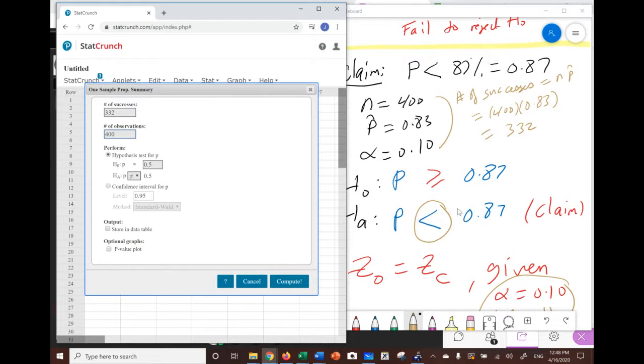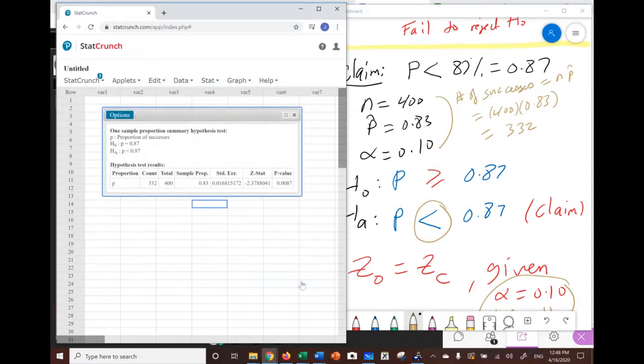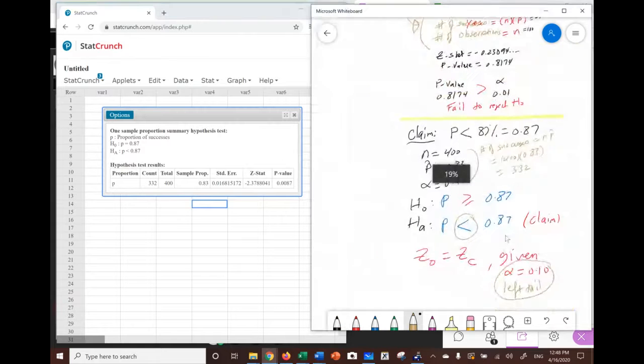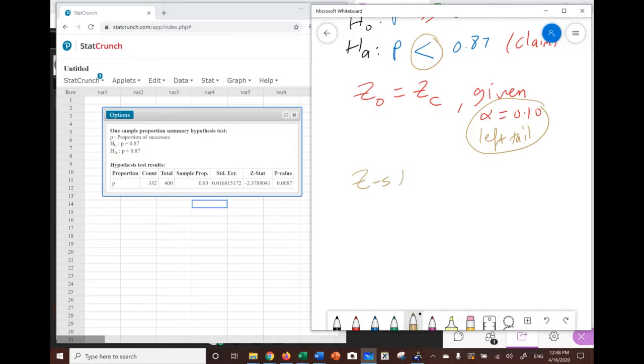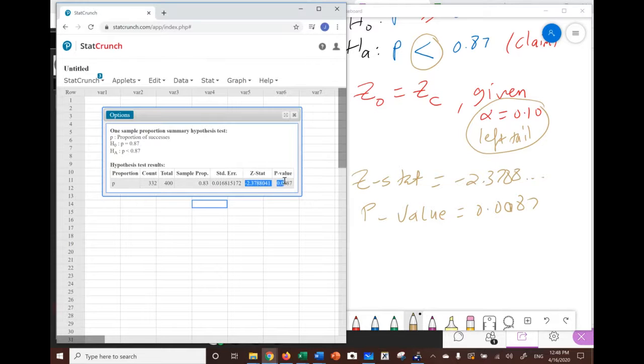And now we want the test to match. So here's our test. The percent here is 0.87. And it is the less, so we're going to choose the less. So when we choose the 0.87 and the less and hit compute, that's going to give us, let me write this down here, the Z stat to be equal to negative 2.3788 and the p-value, which is next to it, to be 0.0087. Notice those values are here in this table.